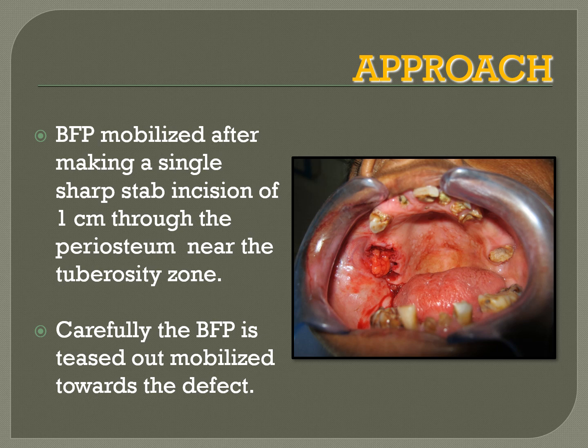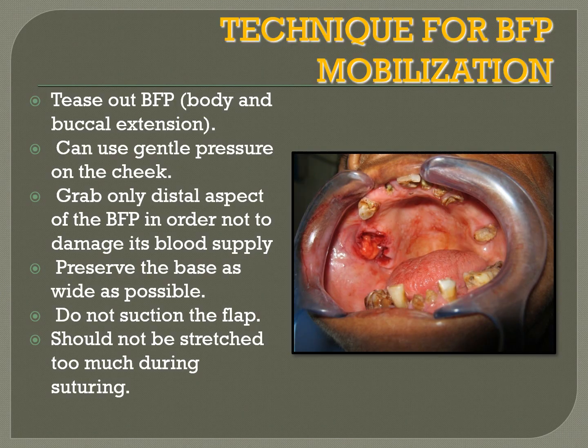Next, the buccal pad of fat is teased out towards the defect zone. You can use a low power suction to slowly tease it out to the defect size. First, the body and the buccal extension are teased out. By using gentle pressure on the external side of the cheek, you can bring it to the surgical zone. You only grab the distal aspect of the buccal pad of fat so that you don't damage the blood supply. The base should be preserved and wide enough for the vascularity to be maintained, and do not suction the flap completely out. It should not be stretched too much, as that can lead to perforation.